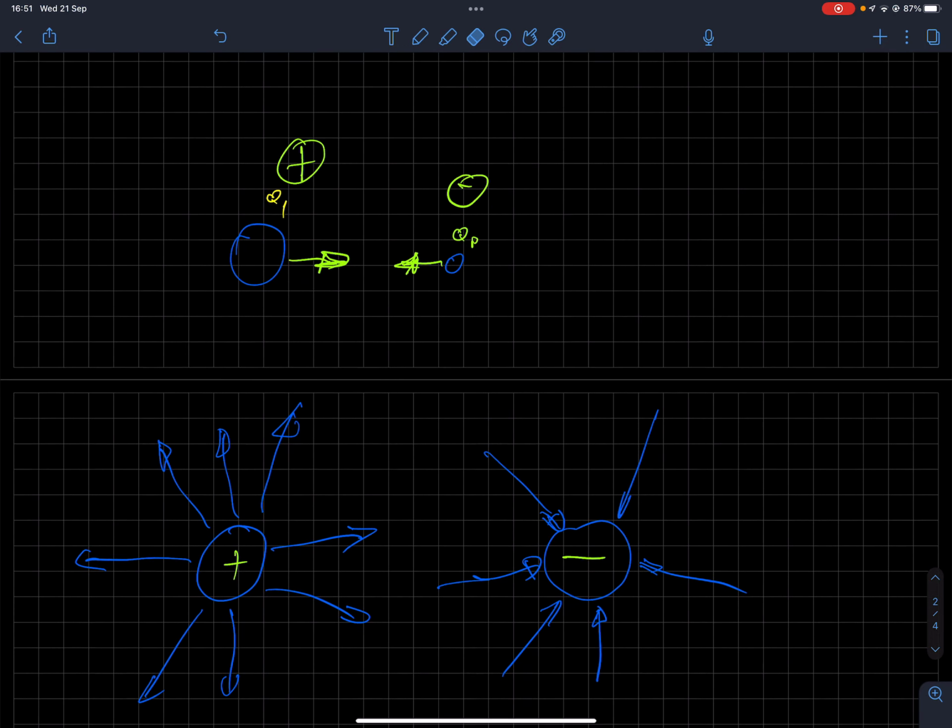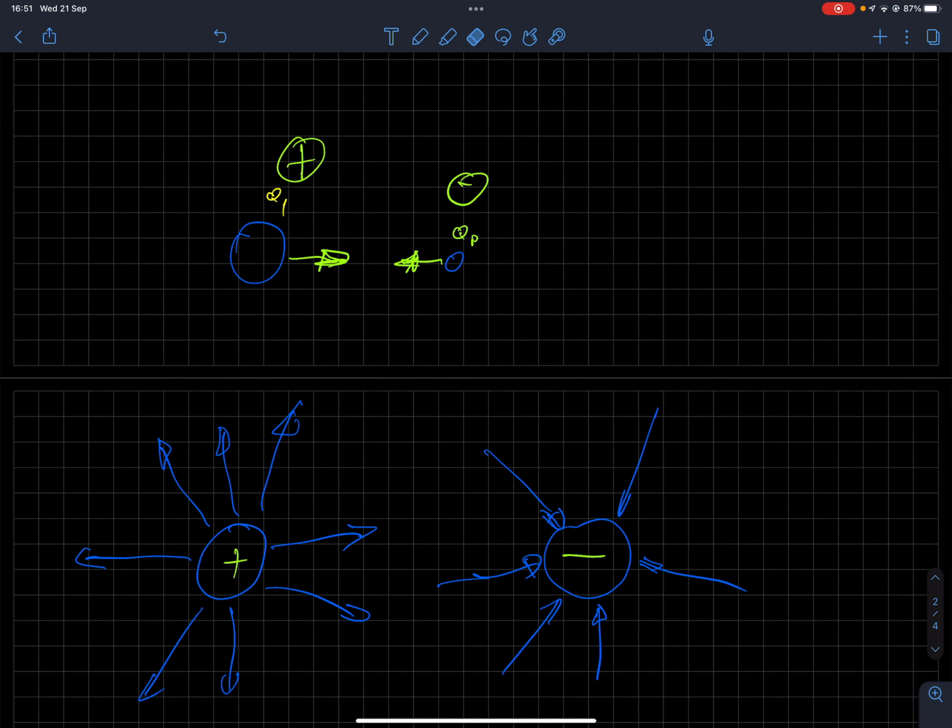So what we can say then is that somehow charge will modify the space around that charge, and if we bring some other charge, that charge will experience a force. So we can say that electric field is a region of space where an electric charge placed in that space experiences a force.